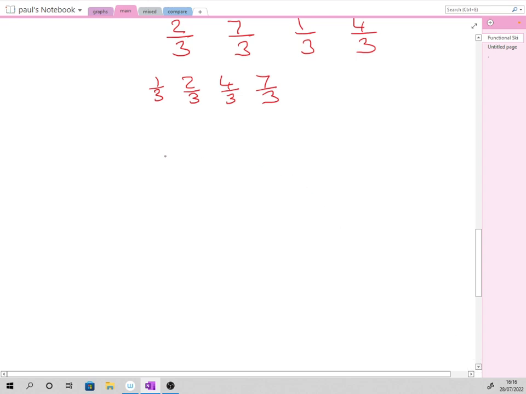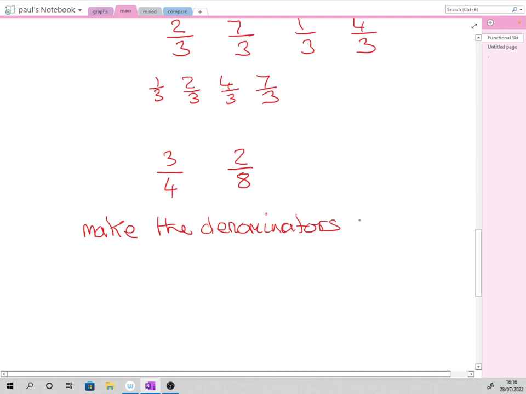So let's have a look at 3/4 and 2/8. Oof, the denominators are different. So the thing you have to do is make the denominators the same. Why can't they just say the bottom numbers? Make the bottom numbers the same. How do we do that?